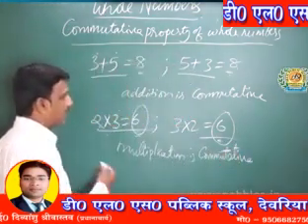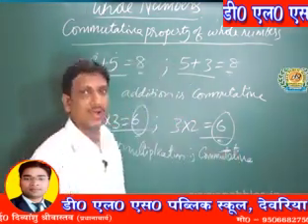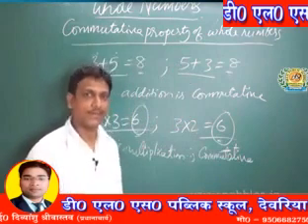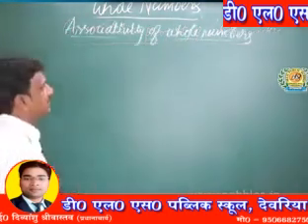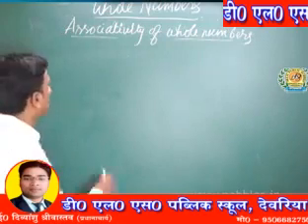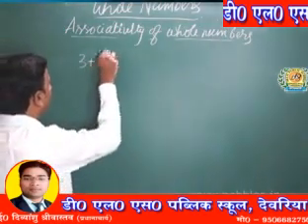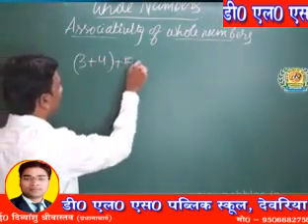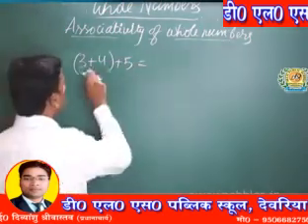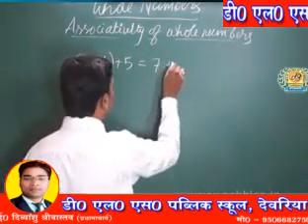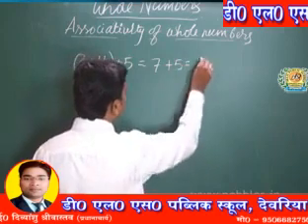So we can say that the addition and multiplication are commutative for whole numbers. Associativity of whole numbers. Now let us see 3 plus 4 plus 5 is equal to 3 plus 4, 7 plus 5 is equal to 12.